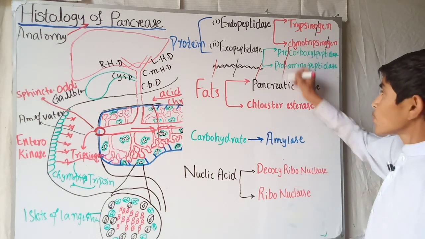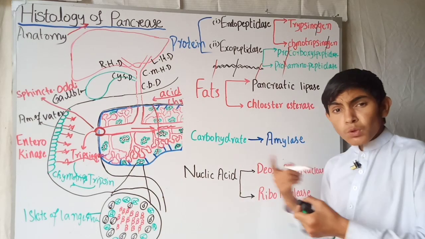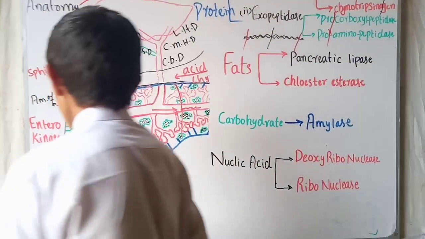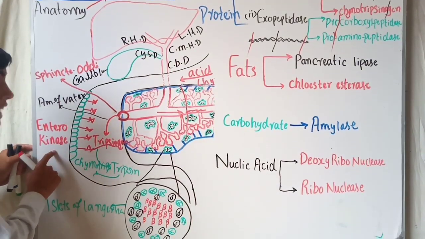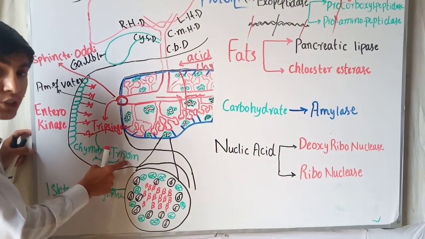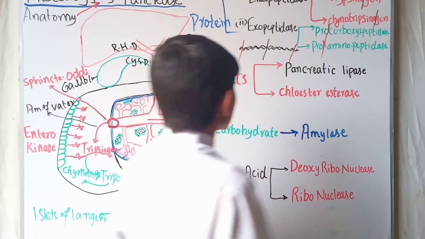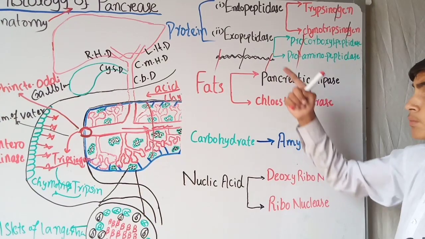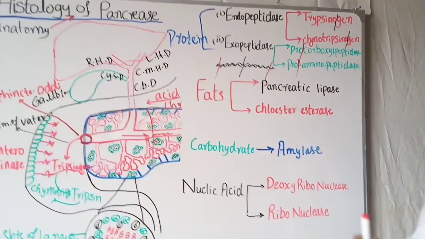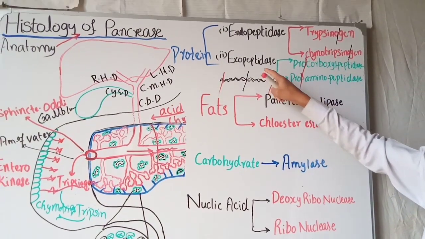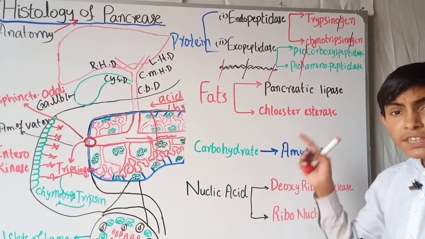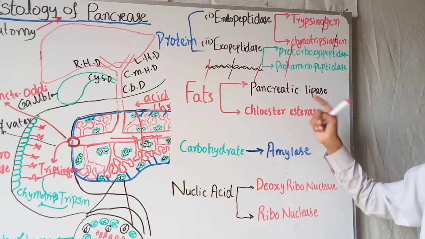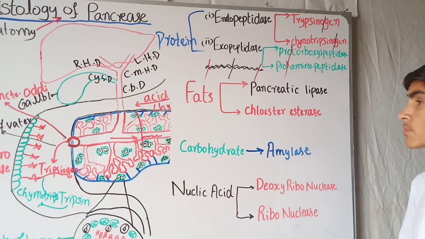You can see here that this pro part should be removed in order to make the enzyme active. So it is also converted into active form by the action of the enterokinase and also by the action of active trypsin. So endopeptidases are involved in the middle degrading of the large protein molecule into chains of amino acids, which are trypsin and chymotrypsin, while the exopeptidases act on the sides. If the enzyme acts on the carboxyl side, it is called carboxypeptidase, while if it acts on the amino side, it is called aminopeptidase.